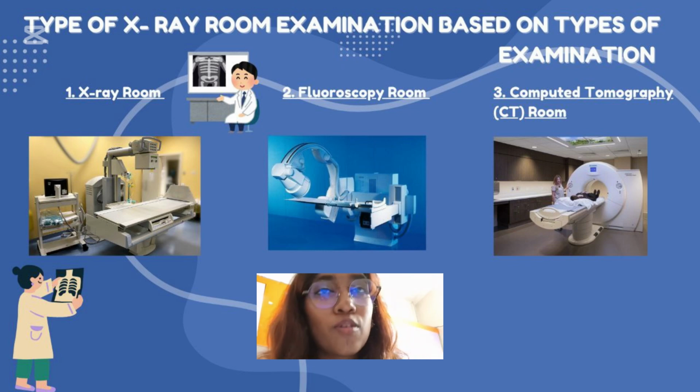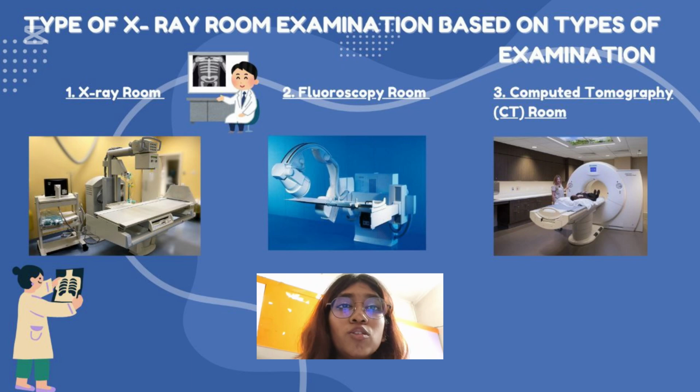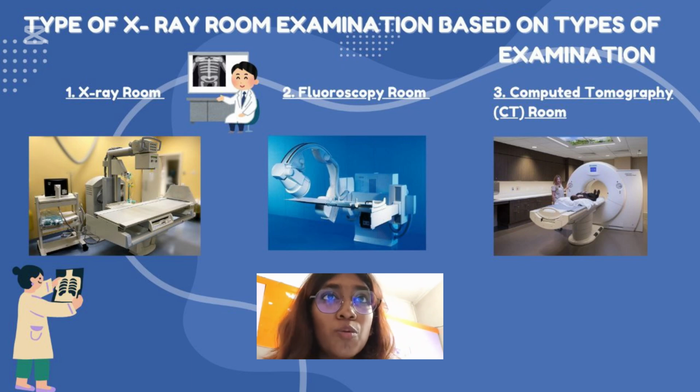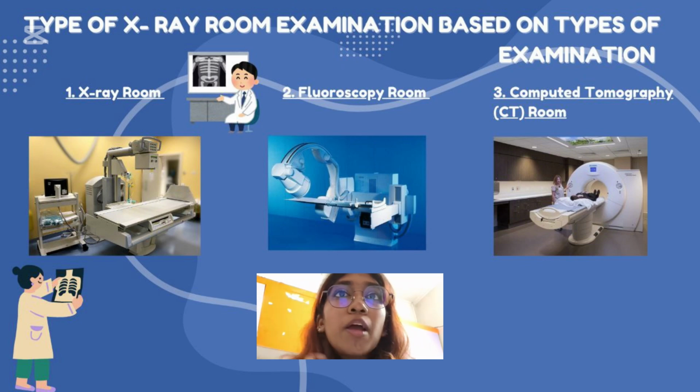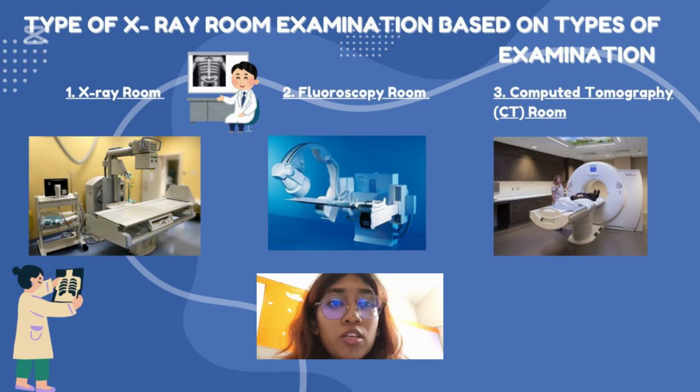Second room is a fluoroscopy room. A fluoroscopy room is used to examine barium swallow, barium enema, angiography, and myelography. Myelography is an examination done by injecting contrast dye to see spinal stenosis, malignant tumor, and etc. Same goes for angiography, it is also done by injecting a contrast dye.